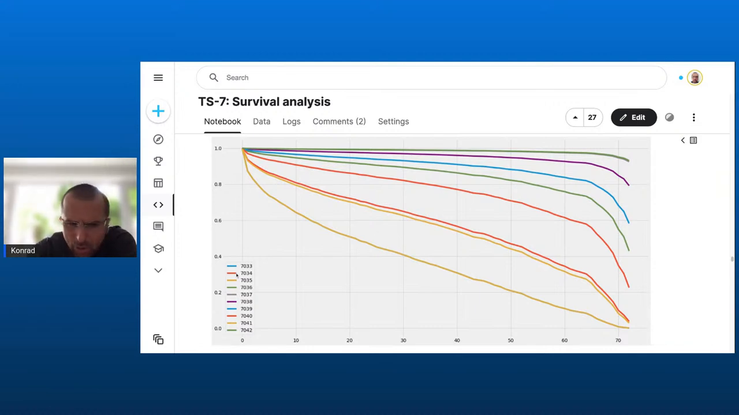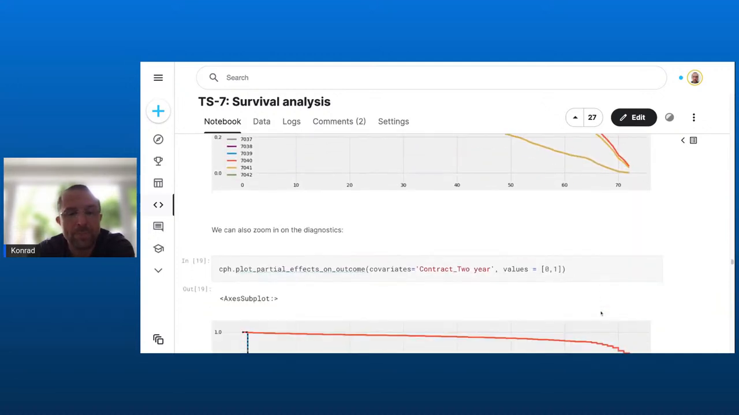I'm terribly sorry, I'm not completely certain why it started repeating the colors in the palette. But for each individual case, we get the survival curve for this case. So you can see that, for instance, this one is a super loyal customer, not likely to churn at all, whereas this one probably can't wait to get their food out the door.